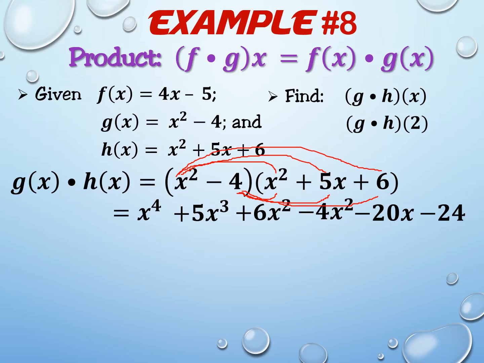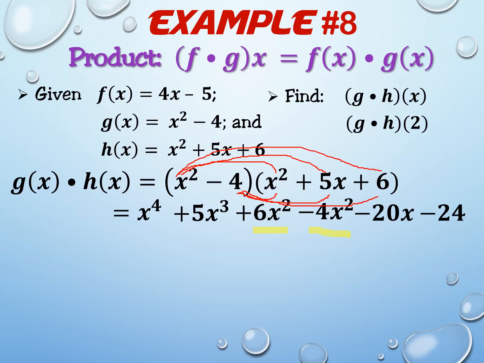And then after multiplying, again, we combine similar terms. Can you see any similar terms in our initial answer? Okay, so we have here 6x squared and negative 4x squared. They are similar. The rest, we simply copy them. So what will be the sum of positive 6x squared and negative 4x squared?